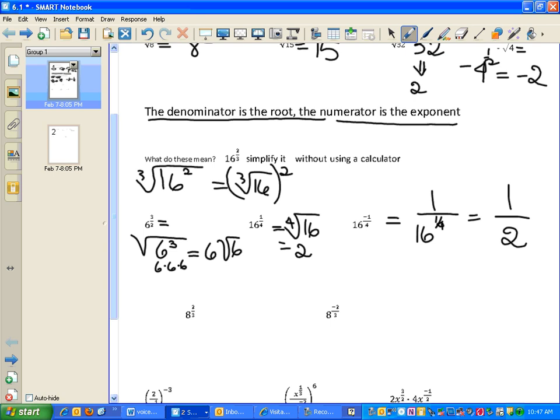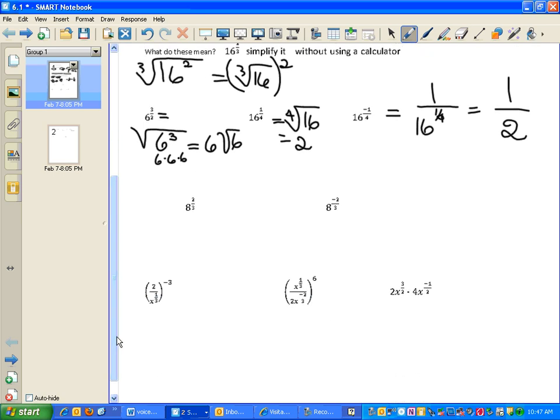All right? All right, so here's the next one. So I'm going to rewrite this one of two ways. I can say 8, what's my exponent?